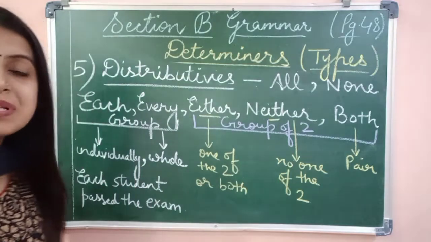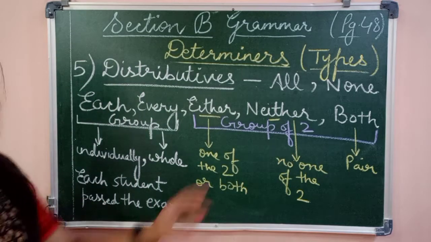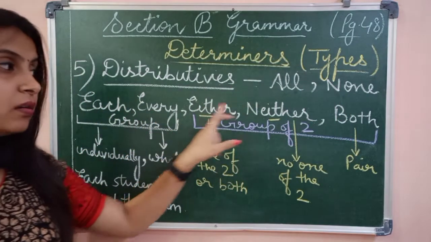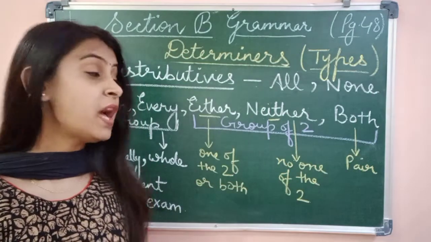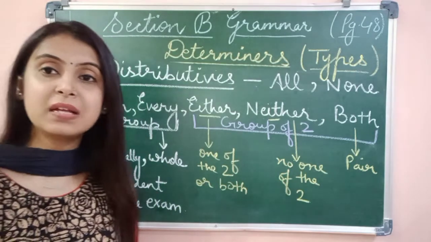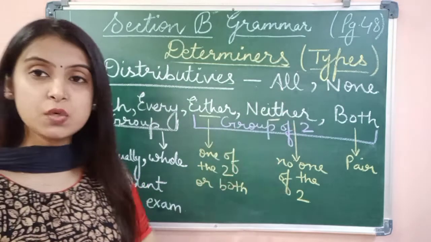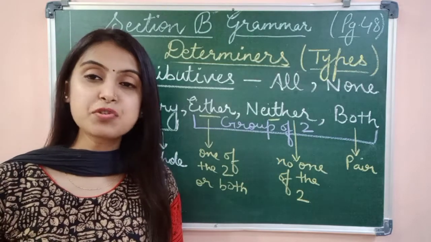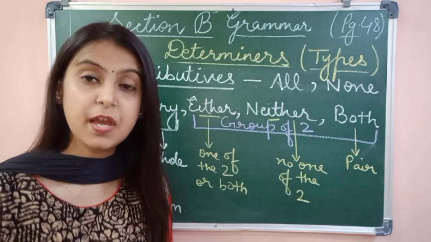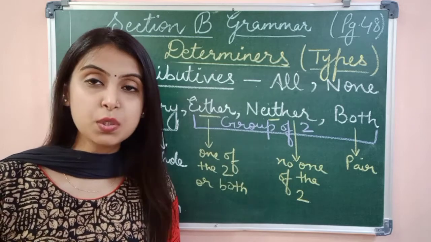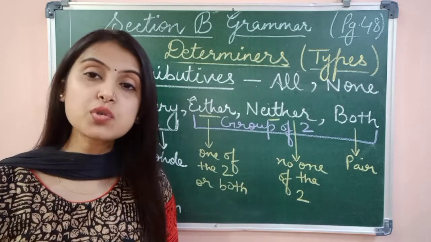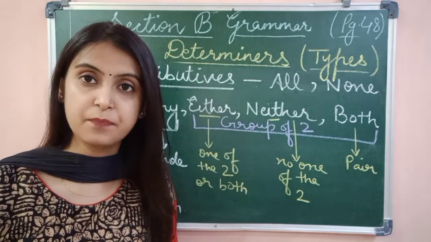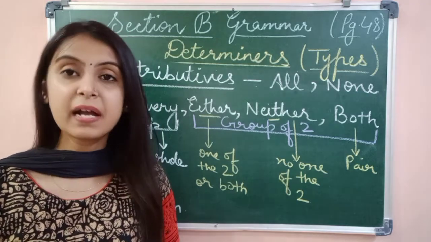Right. Now, the common distributives that we are going to learn are all, none, each, every, either, neither, and both. Now we'll talk about each of them in detail. All is used when we talk about the items or the people of the group collectively. For example, if I say all students must attend the virtual classes regularly, I am talking about all the students of the class or the group collectively.